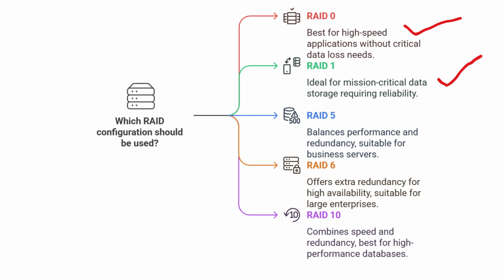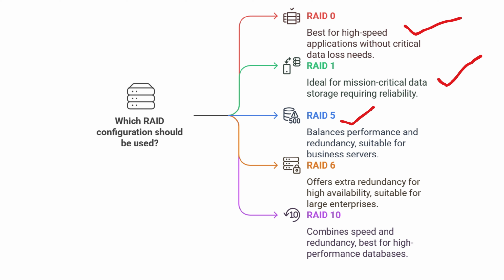Next is RAID 1. It provides mirroring for full redundancy. The data is duplicated onto another drive. If one drive fails, the other continues running with no data loss. It is best for mission-critical data storage where reliability is key. But the downside is that it requires double the storage space, making it expensive.